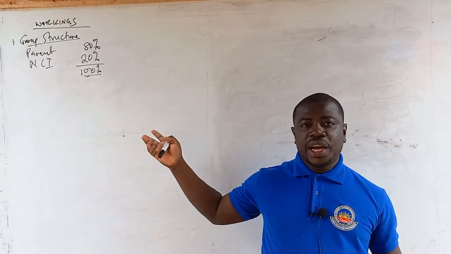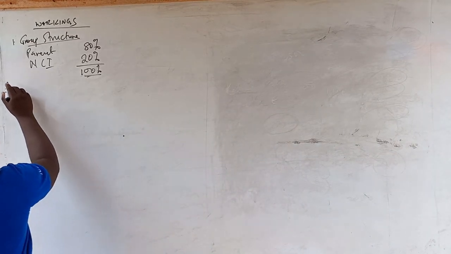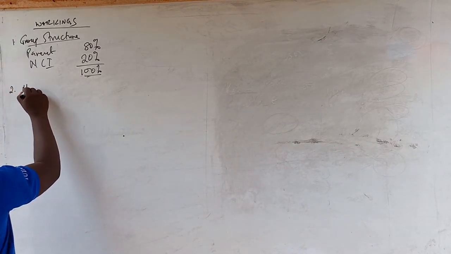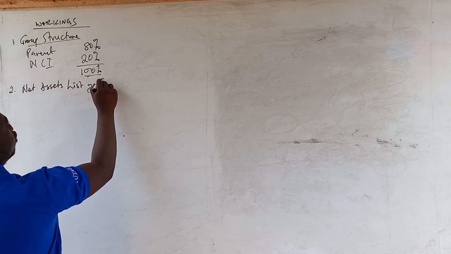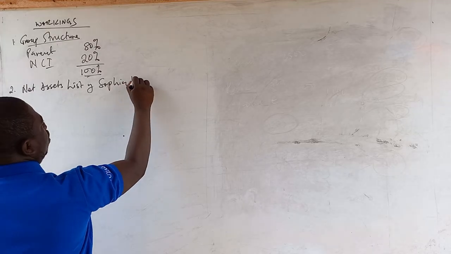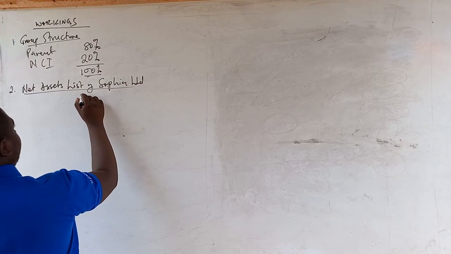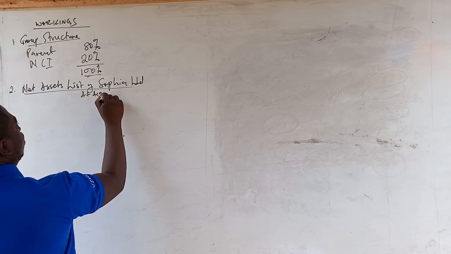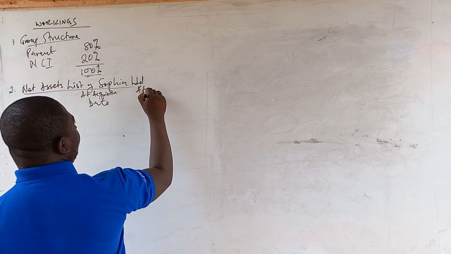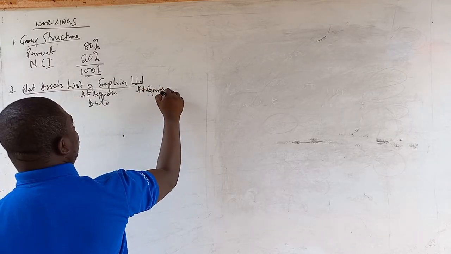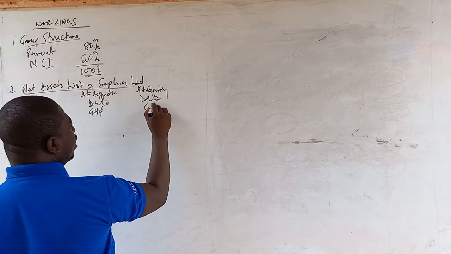Okay. We are done with the first one, which is the group structure. So we are moving on to the net asset list of the subsidiary. So working the net assets list of Sofia Limited. So we'll look at it at acquisition date and then at reporting date. So show my currency sign in Ghana Cedi.